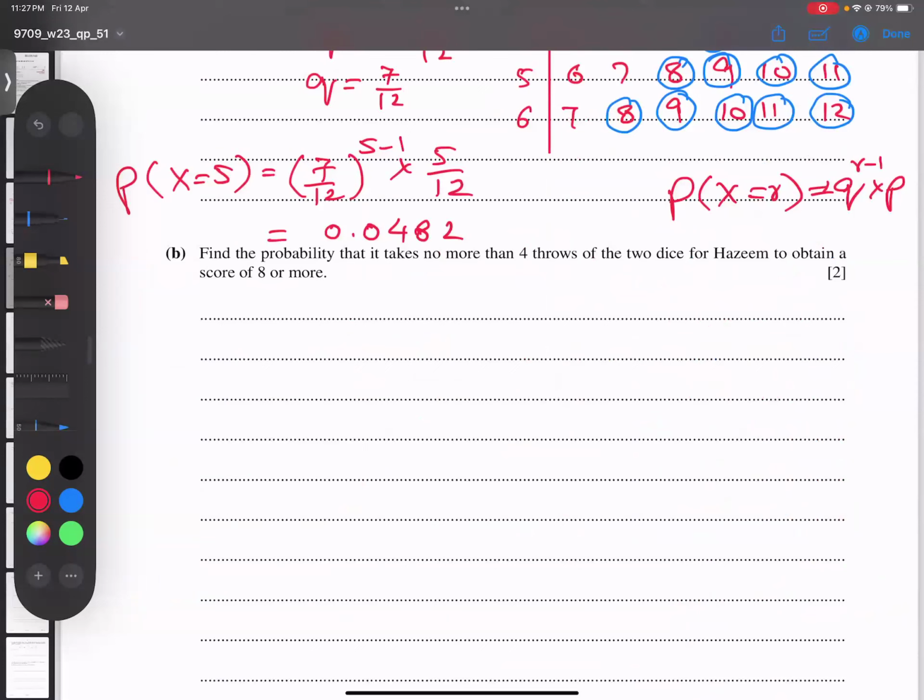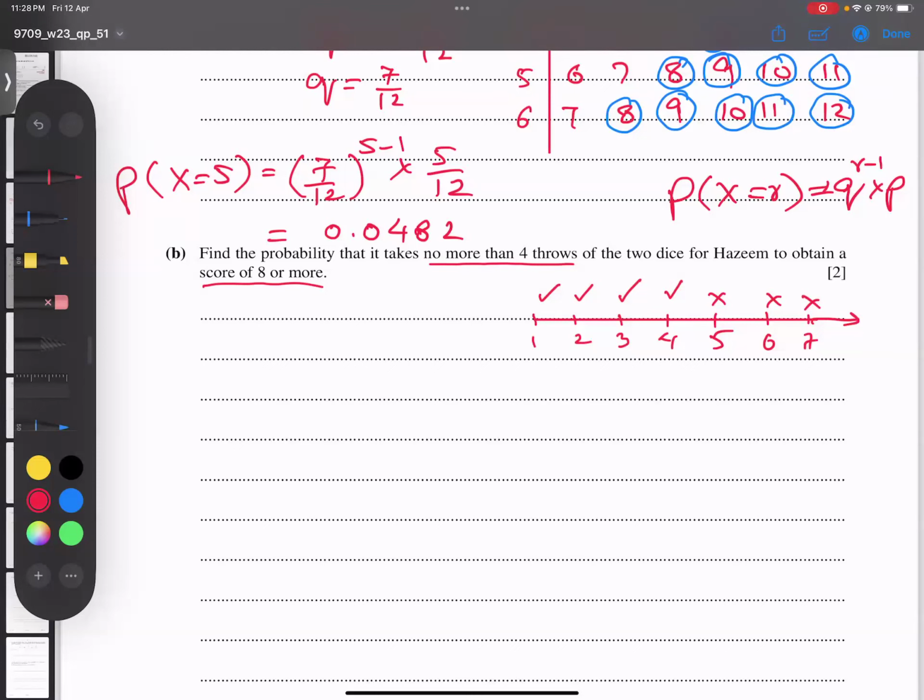Find the probability that it takes no more than 4 throws of 2 dice for Hazim to obtain a score of 8 or more. So no more than 4. It means, look, I show you 1, 2, 3, 4, 5, 6, for the sake of understanding. So no more than 4. So we need this, we need this, we need this. This is the story. I think you got the point of what I'm saying.